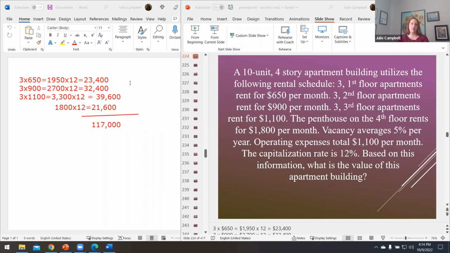Is that what you guys got? Okay, good. Again, maybe you figured out the monthly for all 12, added it up, and then times that number by 12. No wrong way to do it. However your brain sees it, however you get to the gross income, this is our gross income. Any questions on how I got that number? If I'm collecting rent from everybody this year, I'm collecting rent to the tune of $117,000.